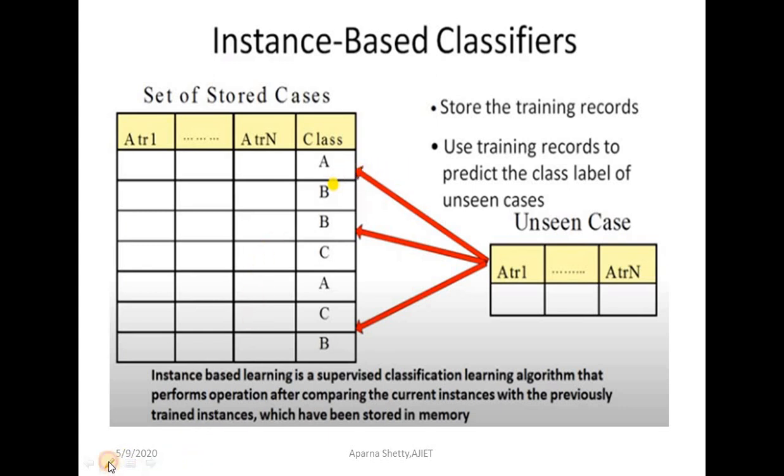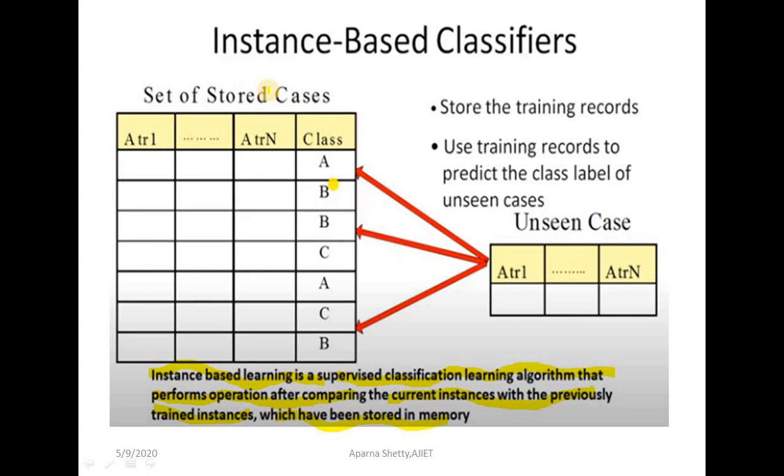Okay, first let us see the definition of instance-based classifier. An instance-based classifier is a supervised classification learning algorithm that performs its operations after comparing the current instances with the previously trained instances which have been stored in memory. So instance-based classification performs the classification only after comparing the current instances with previously trained instances stored in memory.